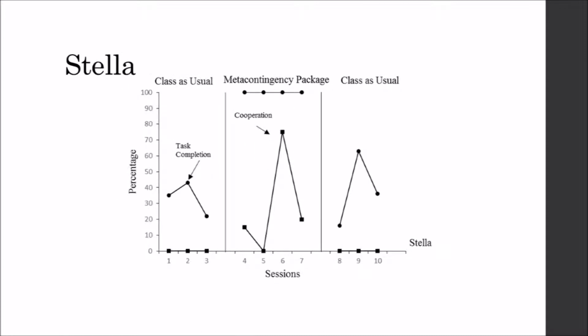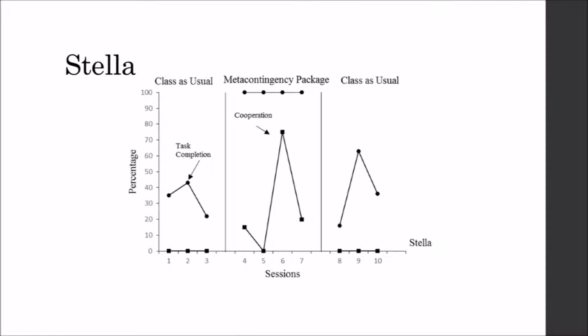For participant number 3, Stella, along the x-axis is sessions, and along the y-axis is percentages. The closed squares show cooperation, and the closed circles show task completion percentages. During class as usual, Stella demonstrated low levels of task completion with a slight decreasing trend. There were no cooperative behaviors demonstrated during this condition.